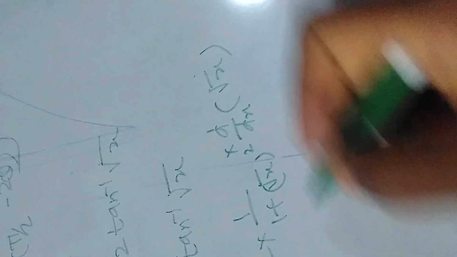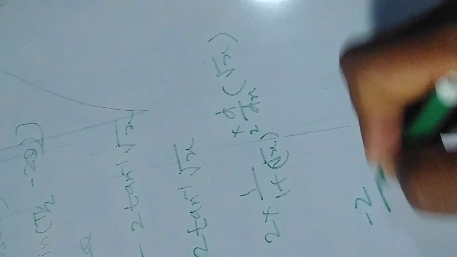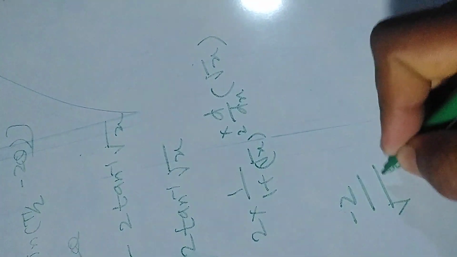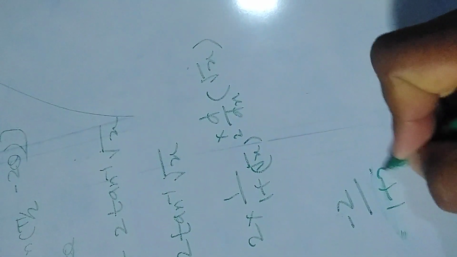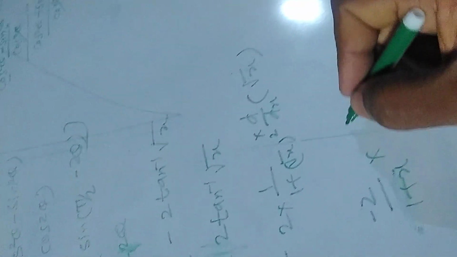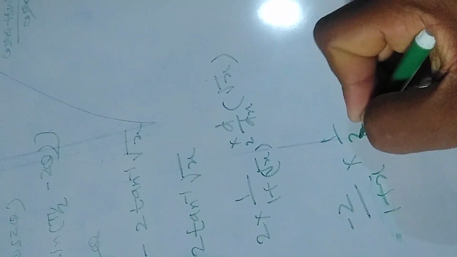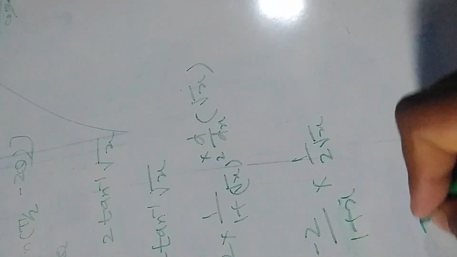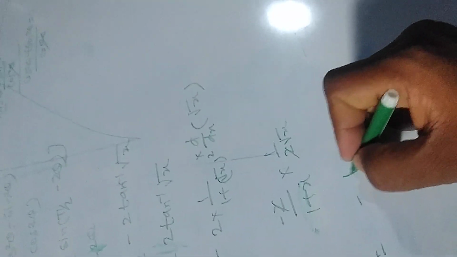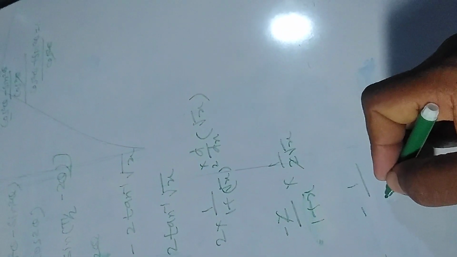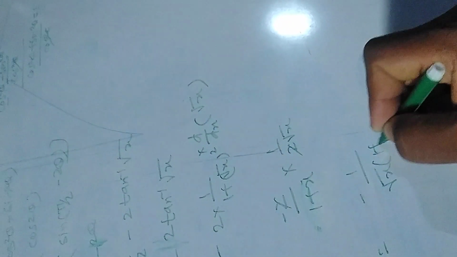So it will come out as minus 2 upon 1 plus x, into the derivative of under root x, which will be 1 upon 2 root x. So it will be minus 2, and the 2s will get cancelled. The remaining term will be minus 1 upon under root x into 1 plus x. It will be our final solution to the problem.